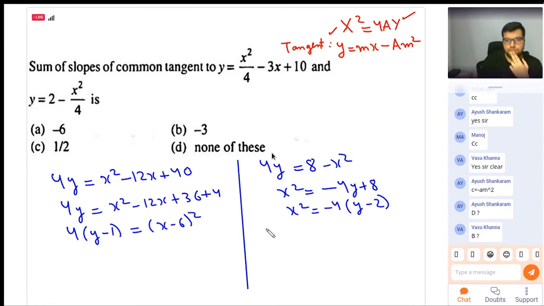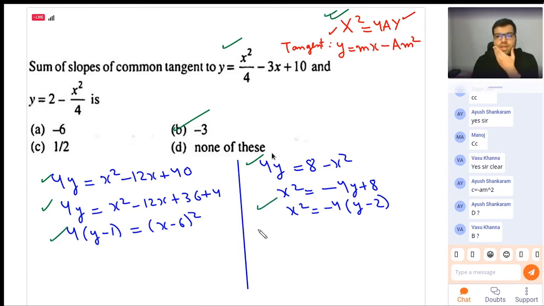Yes, Vasu, B is the correct answer. Great. So very standard question. We will do it by the standard way. Sometimes we need to be expert in standard ways. So see this. First, we have y equals x squared by 4 minus 3x plus 10. So I simplified it and put it down in the form of x squared equals 4ay. Similarly, I simplified this, y equals 2 minus x squared by 4, and put it down in the form of x squared equals 4ay.